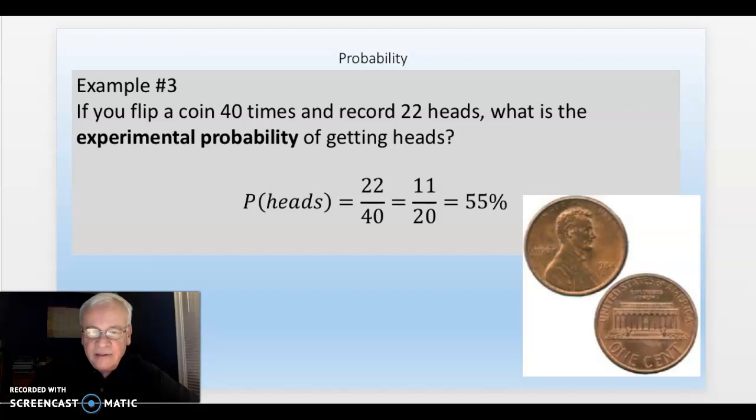Example 3: let's say we flip a coin 40 times, and I get 22 heads. You use that to calculate the experimental probability. 22 divided by 40 is 11 over 20, that's 55%. That's the experimental probability based on the results of all our 40 trials.